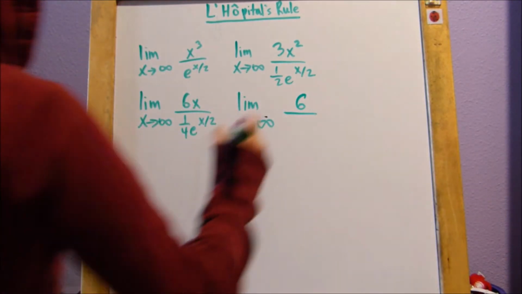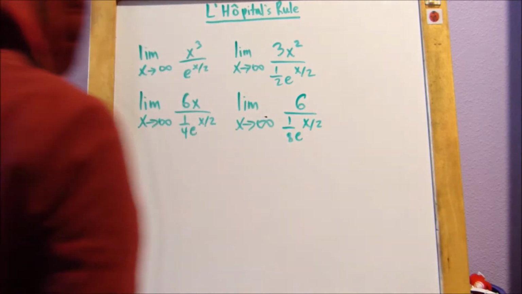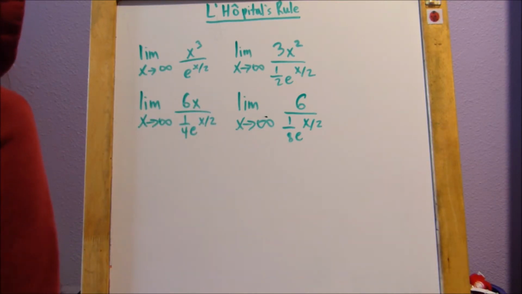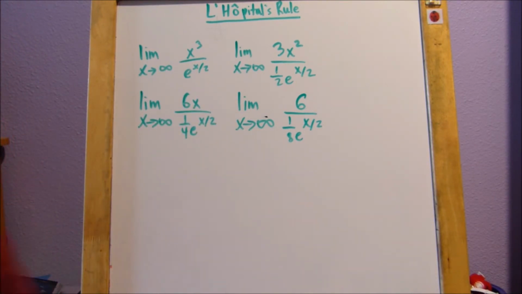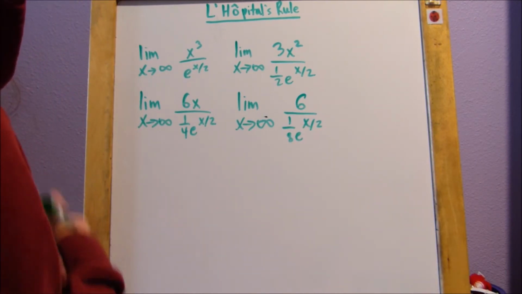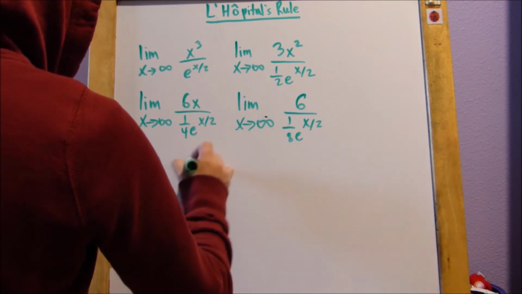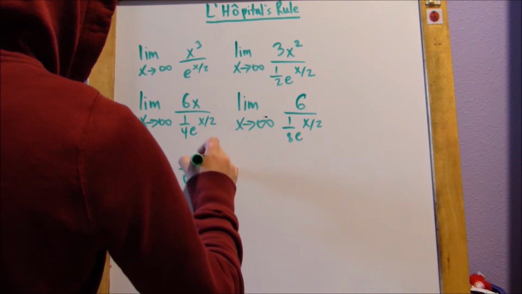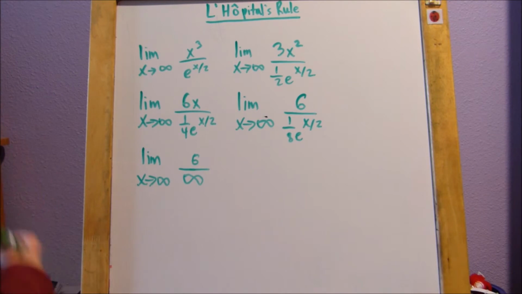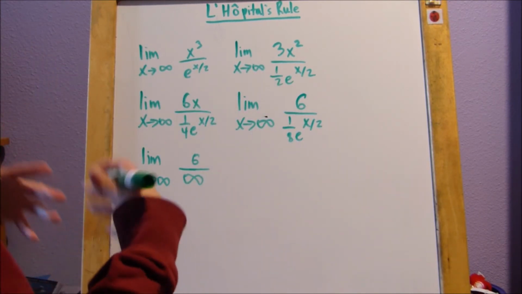Alright, 6 over 1/8 e to the x divided by 2. Okay, so now we've finally gotten somewhere that we can handle this infinity. Like I said before, if you were to plug in infinity here, this entire denominator would just be infinity. It just works that way. Limit as x approaches infinity of 6 over infinity. Alright? So now you're probably thinking, wow, we're done with the problem. But there is a way to simplify this more.